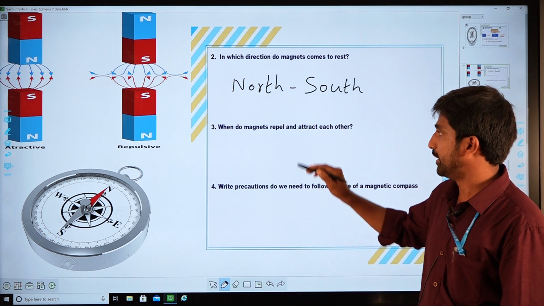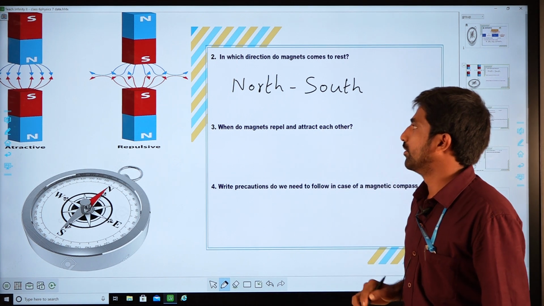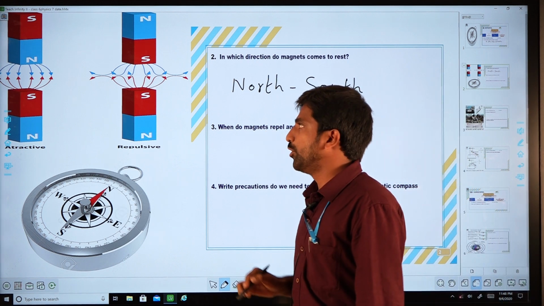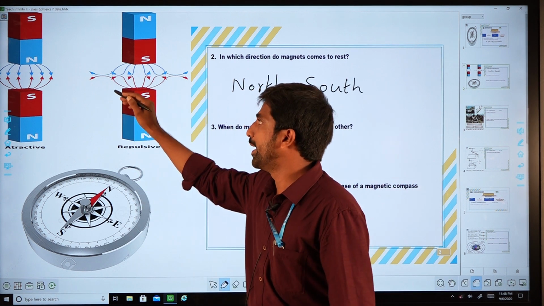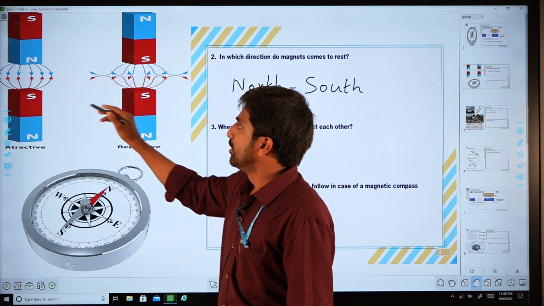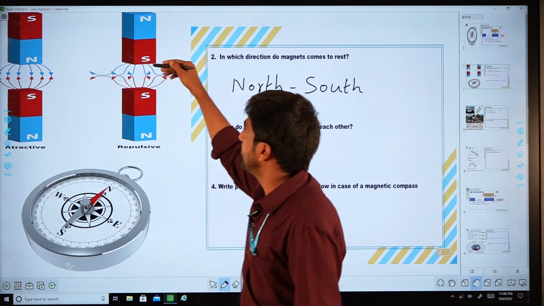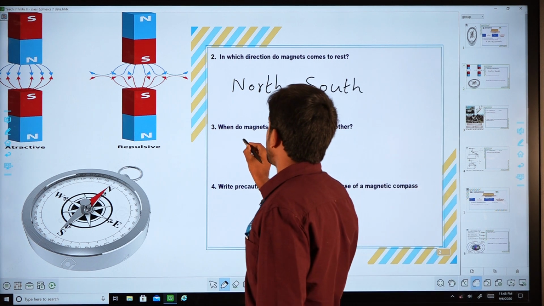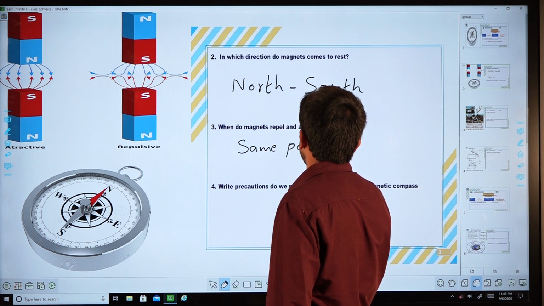Coming to question number 3, when do magnets repel and attract each other? If you observe this image, here 4 magnets are given. If you observe the same poles, they repel each other. Same poles repel each other.